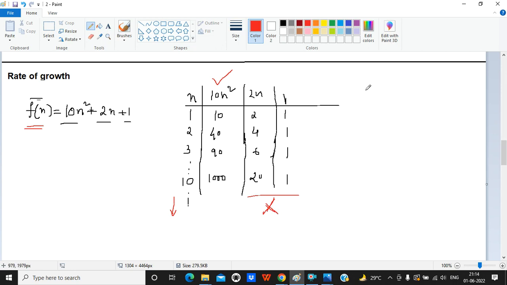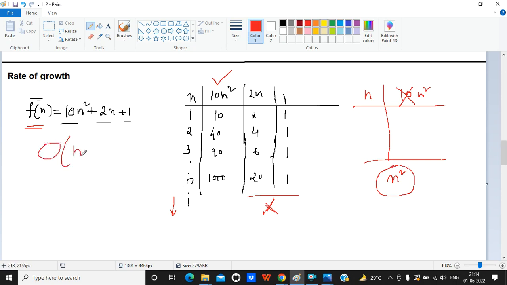So what is our term? With respect to 10 n square, the contribution of 10 is constant, right? So we can only consider the term n square. If we only consider n square, we can put it inside the big O notation, O of n square. Here what we have done is consider the rate of growth, based on n square.